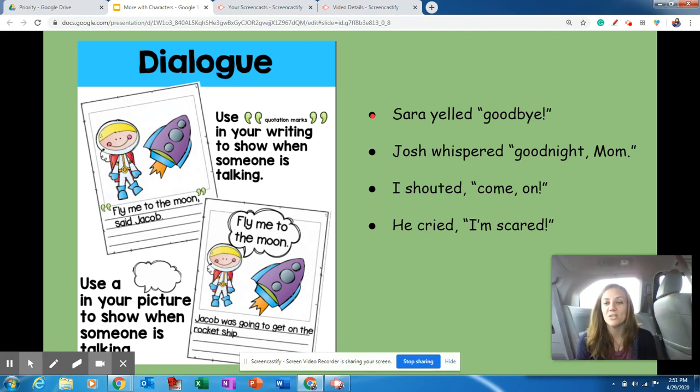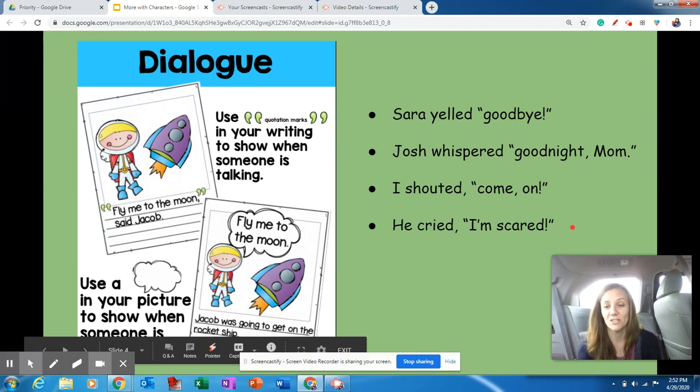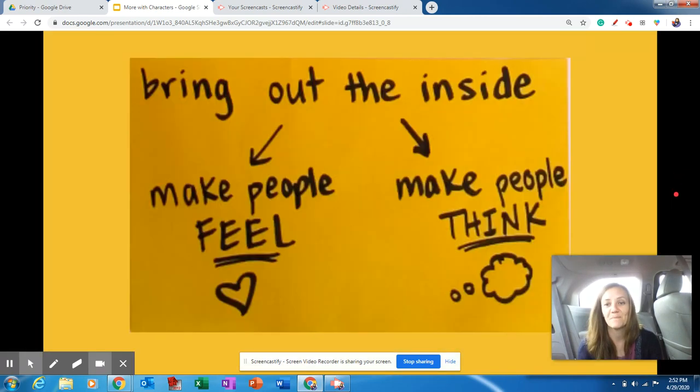"Goodbye." Josh whispered, "Good night, Mom." I shouted, "Come on!" He cried, "I'm scared." The quotation marks only go around the words that your character is saying out loud. Your character isn't going to say, Sarah yelled, Josh whispered, I shouted, he cried. Your character isn't saying those words, but your character is saying the words that are inside the quotation marks. This is a really good strategy and skill to try and use in your writing this week.